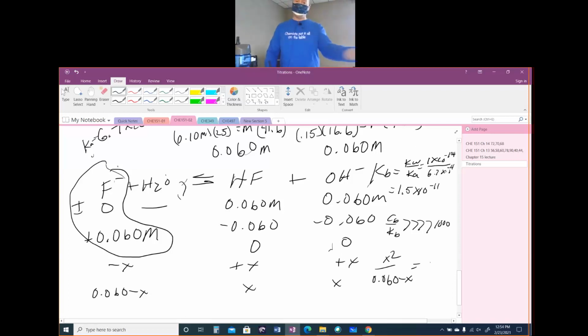Make sure you know what reaction you're getting your values from. This is the Kb, not the Ka. You use the 1.5 times 10 to the minus 11. If you use your Ka, you're going to get the wrong answer. So you neglect your X, and you have your 1.5 times 10 to the minus 11 times 0.06, and then you take the square root of that, and you get 9.5 times 10 to the minus 7.